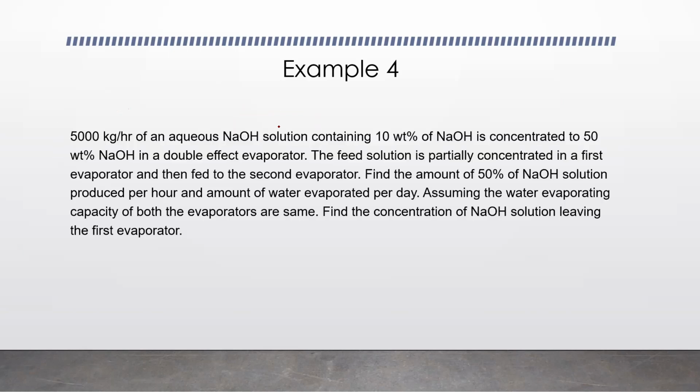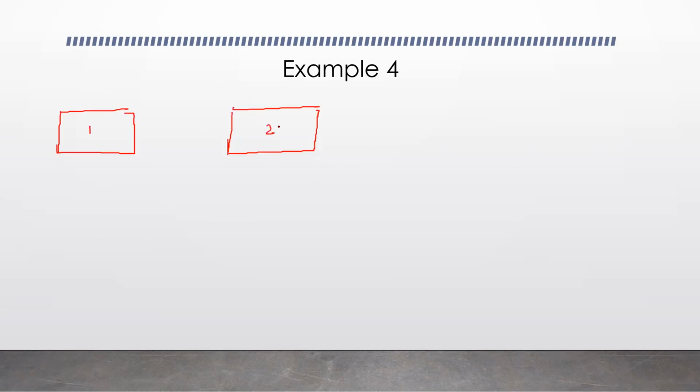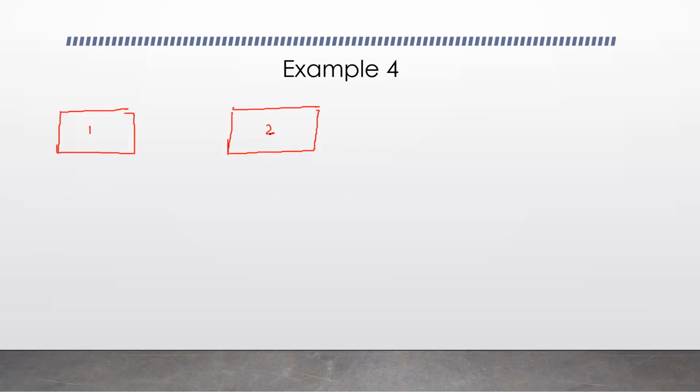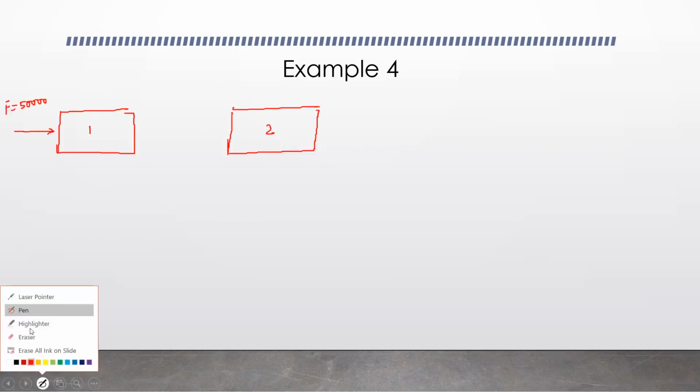So 5000 kg per hour of an aqueous solution containing 10 weight% NaOH is concentrated to 50 weight%. That means whatever goes in is having 10 weight%. So let's call it F. It is 5,000 kg per hour. I'll remove a 0.